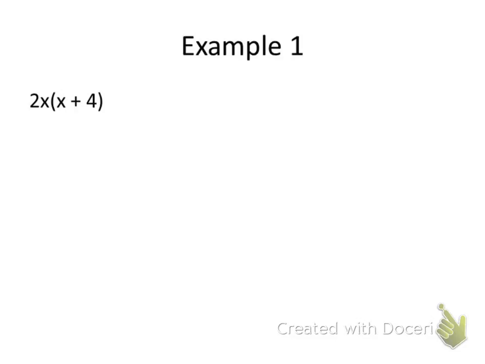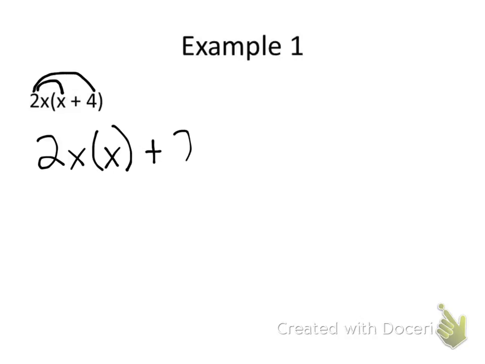So for example 1, we have a monomial times a binomial. So one term times 2 terms, right? This is basically just a regular old distributing problem. So we are going to multiply the 2x by x. Then we're going to multiply the 2x by the 4. Now, I am going to write this step out. If you want to do the multiplication in your head and only write that, that's fine. So if you want to skip this step and go right to the next step, you can do that.